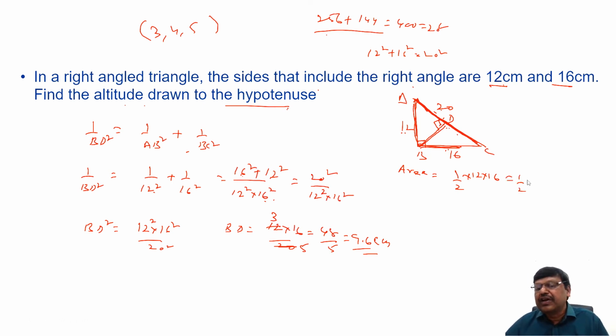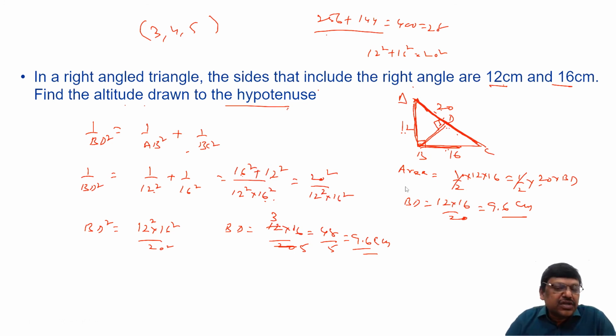So half into AC, that is 20, into BD, which I have to find out. Half gets cancelled, the 20 comes here. BD equals 12 into 16 by 20. We got the same thing here or not? Yes. So the answer will be 9.6 centimeters. This is the second way of answering the question, right? So these are a couple of questions based on the altitudes.